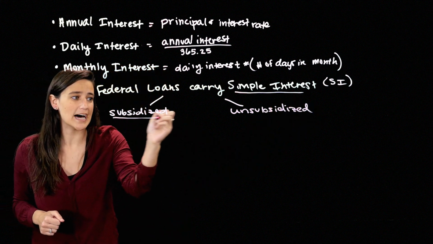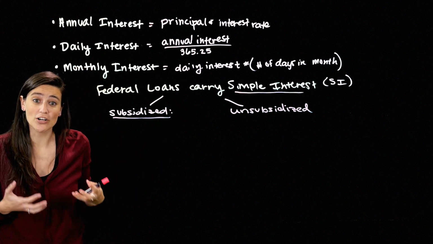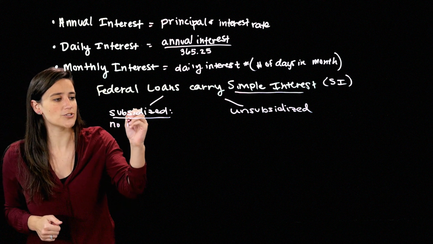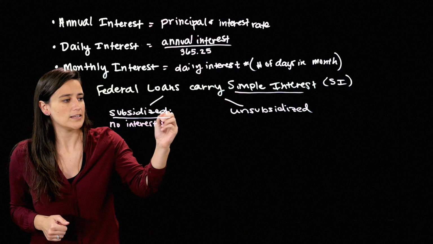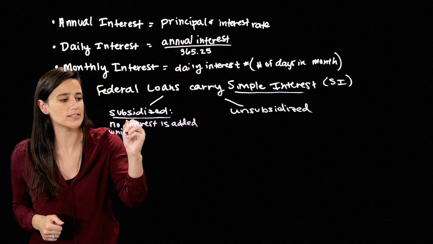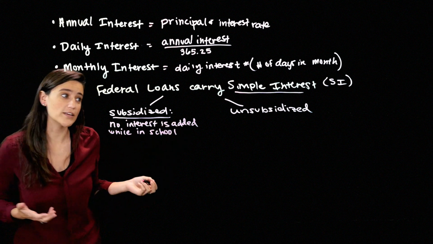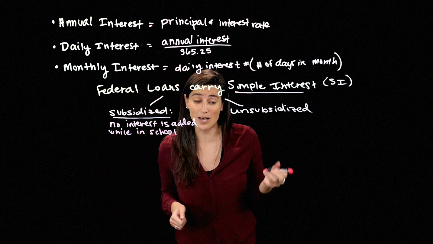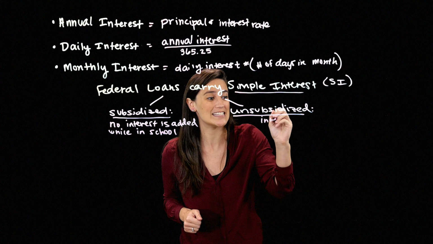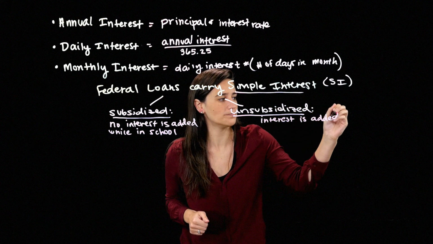And if they're subsidized, what that means is that the government is going to take on the cost of the interest while the student is still in school. So no interest is added to the loan while the student is in school. On the other hand, if the loan is unsubsidized, that means interest is added while the student is in school.